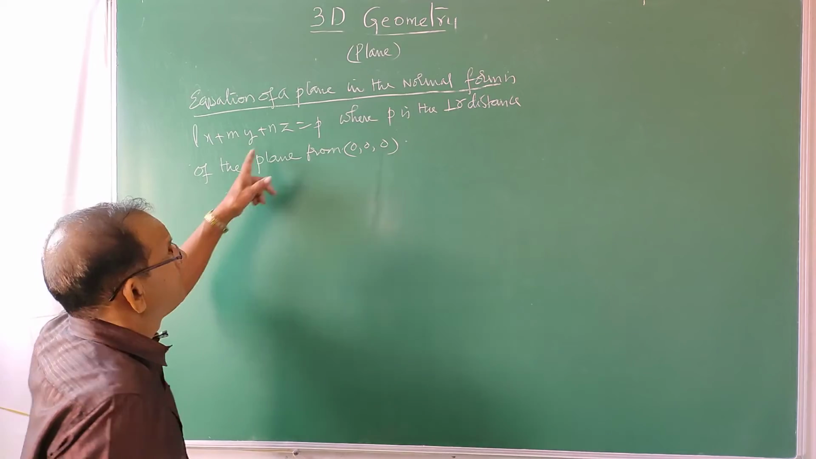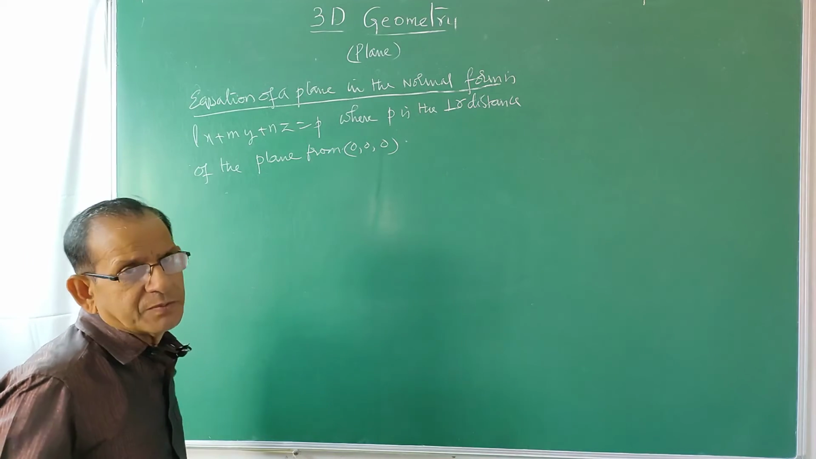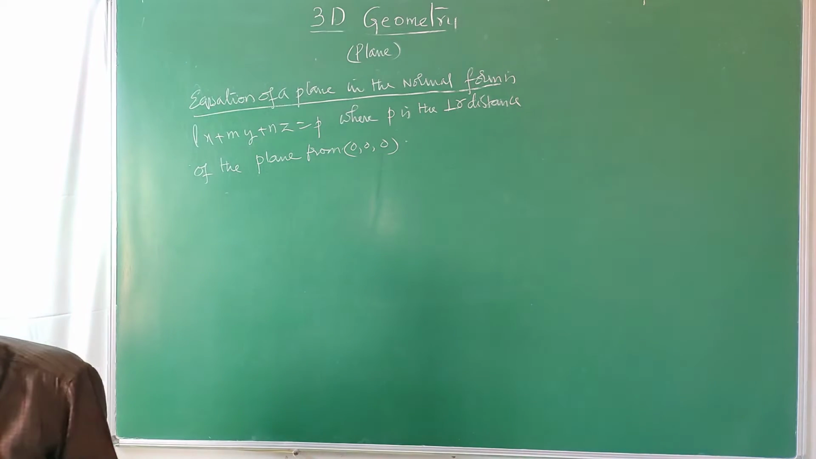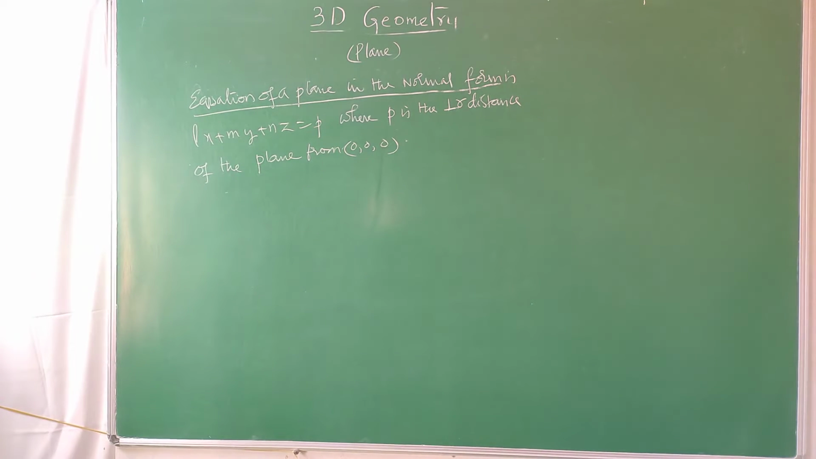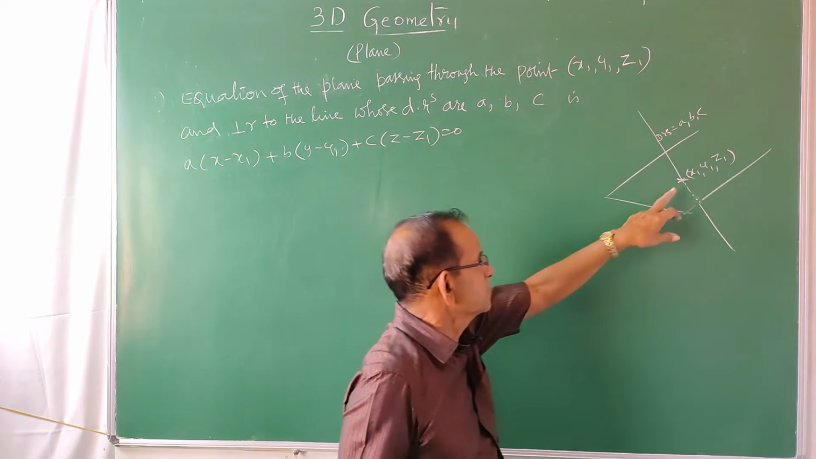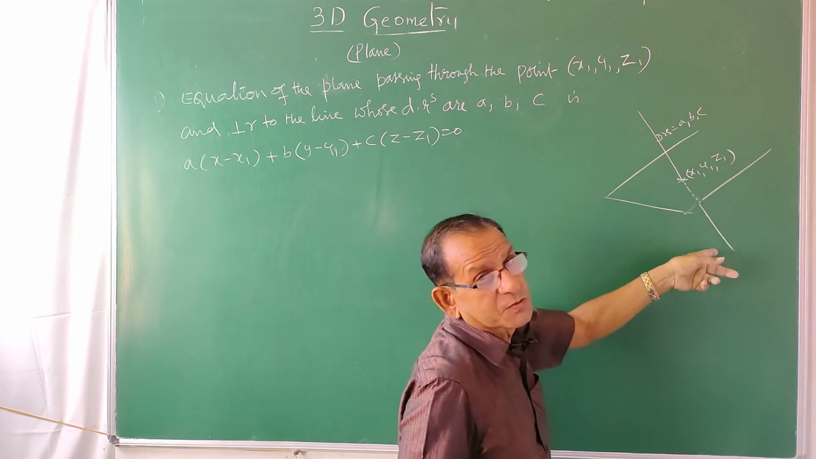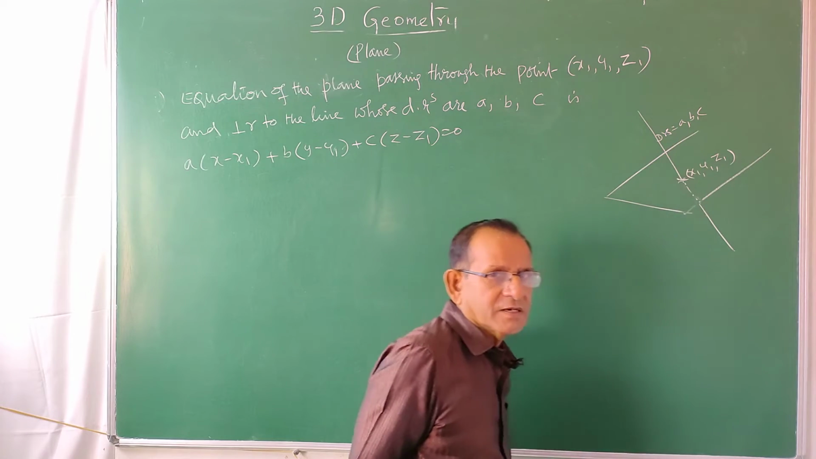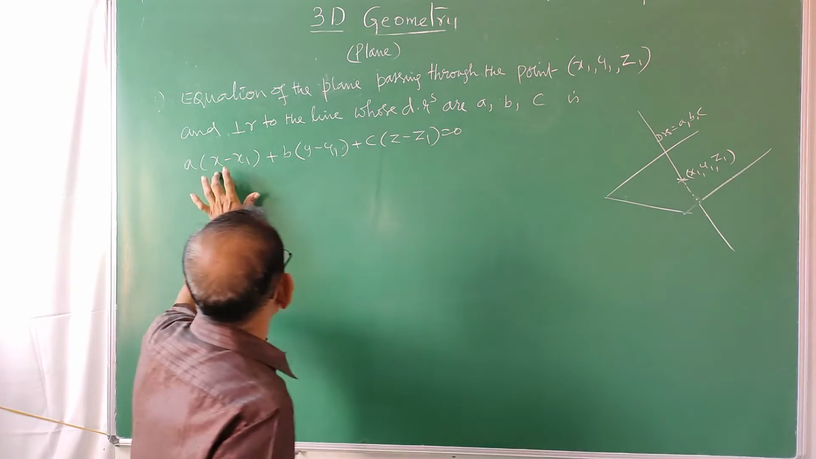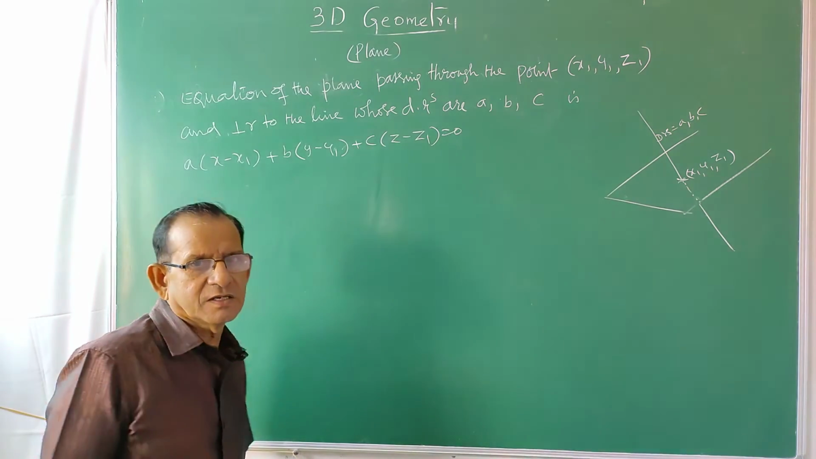The equation of a plane in the normal form is lx plus my plus nz is equal to p, where p is the perpendicular distance of that plane from the origin, from 0, 0, 0. Now, if a plane is passing through a point x1, y1, z1 and is perpendicular to a line whose direction ratios are given as a, b, c, then the equation of this plane is a into x minus x1 plus b into y minus y1 plus c into z minus z1 is equal to 0.